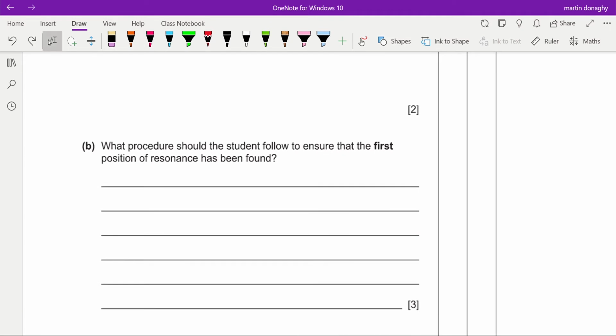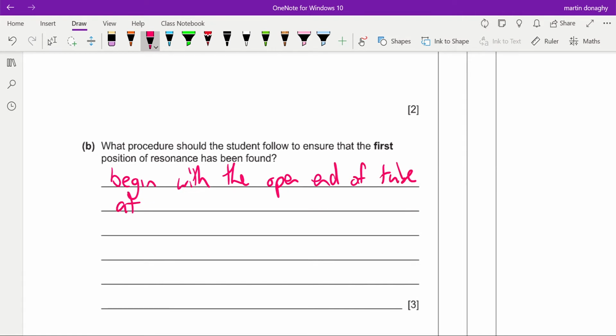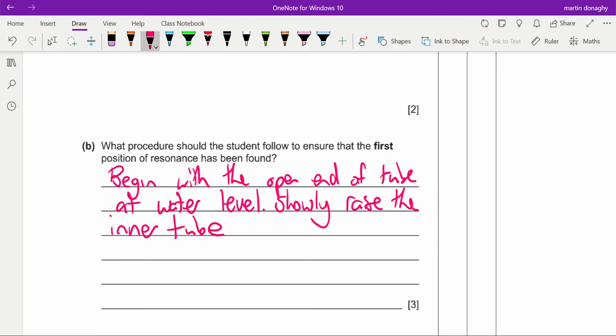So begin with the open end of the tube at the water level. Slowly raise the inner tube or the resonance tube. We do it slowly so we don't miss it. We raise it up, but starting from essentially a length of 0.